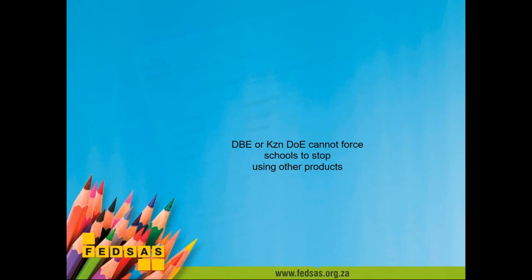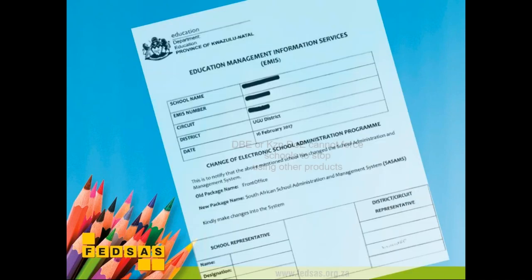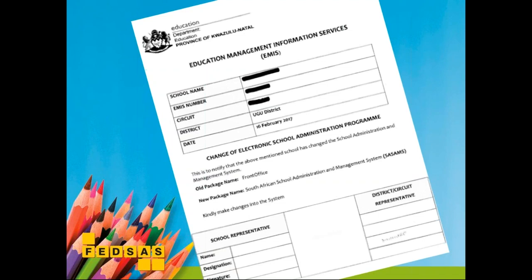To give you a very clear example of what has been happening, okay? And you can see that it's Ugu District. I did cross out the school's name for their sake. But this is a communication that came to a school, and they simply wanted the principal to sign it and send it back. Okay, I'll let you take in all that information so you can see exactly what we're talking about. They're basically saying that your old package is Front Office, and you now have to move to the South African School Administration and Management System. Okay, kindly make the changes in the system, sign, and say you're going to do it.